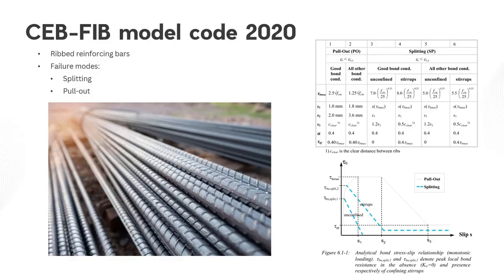We can move forward to the CEB-FIB model code, how it's listed there, and what failure modes can occur once the reinforcement rebar is embedded in some volume of the concrete. Once we are investigating the bond slip behavior, you can experience two failure modes. One of them is a splitting failure, and the second is a pull-out failure.